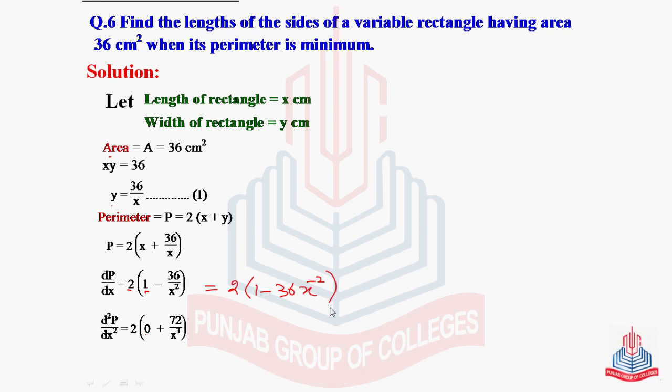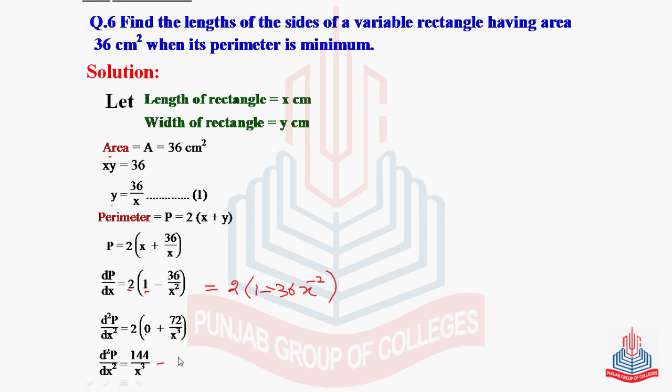And now to differentiate again, 2 will remain same, derivative of 1 will be 0, and derivative of 36 x raised to the power minus 2, by using our power formula, will become minus 2 x raised to the power minus 3. So multiplying by 36, that will become 72, and x raised to the power minus 3 can be shifted to the denominator, will become 72 over x cube. And by multiplying by 2, the second derivative is 144 divided by x cube.